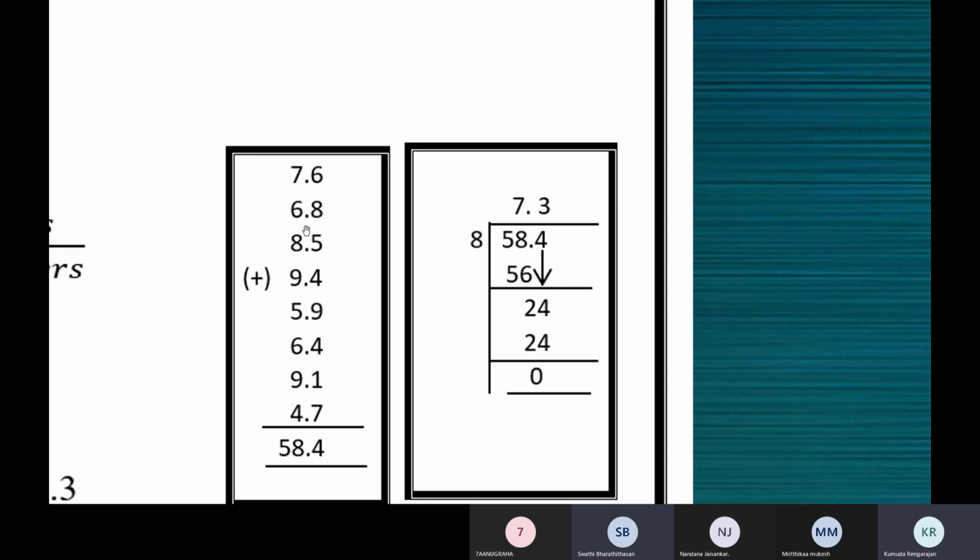Okay, you need to place the decimal numbers vertically, arrange them vertically like this so that the decimal point and all the numbers form a vertical line. If you connect them, they should be in the same vertical line. All the decimal points must fall one below the other. You should arrange the numbers like that.